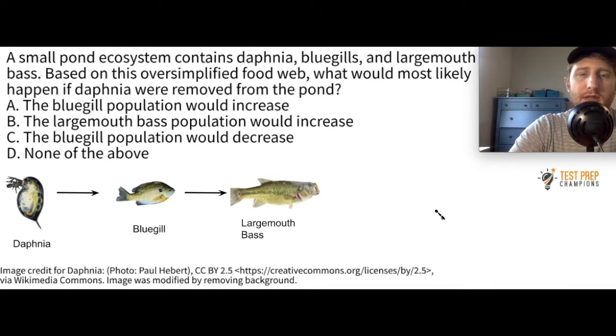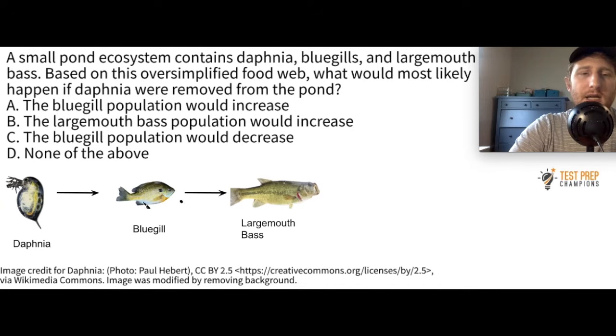So in a question like this, what you need to know is that the arrows are showing energy transfer. So if the bluegill eats the Daphnia, that energy is going to transfer from the Daphnia to the bluegill, and the same with the bass. So the bass eat the bluegill, which eat the Daphnia. I've had some test takers comment before and say that the way the arrows point, it almost makes it look like the Daphnia eat the bluegill and the bluegill eat the bass. So just keep in mind the arrows are not showing which species eats which species. The arrows are actually showing energy transfer, okay?